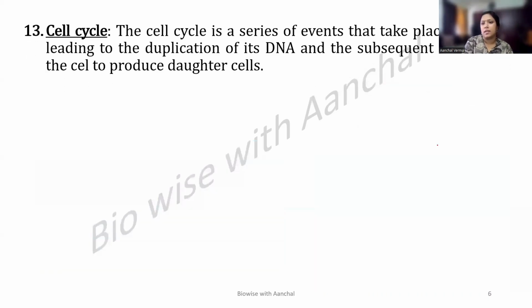Okay, cell cycle. What is cell cycle? Cell cycle is a series of events that take place in the cell leading to the duplication of DNA and the subsequent division of the cell to produce daughter cells.